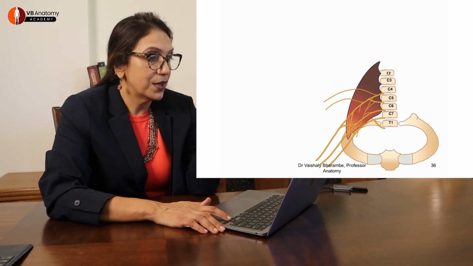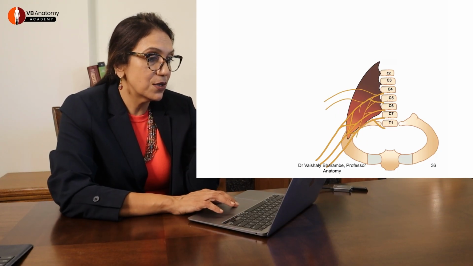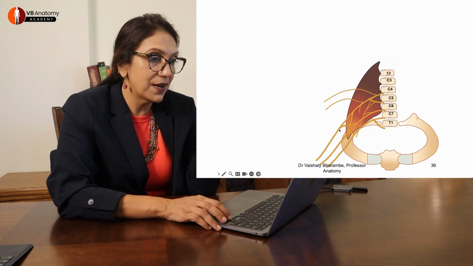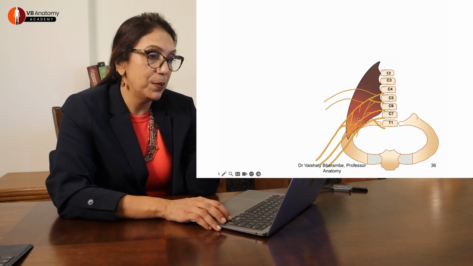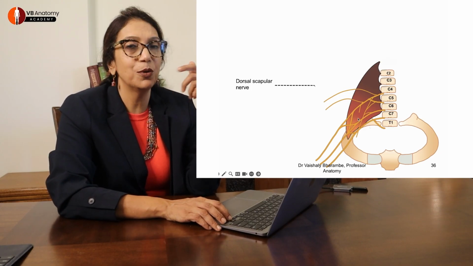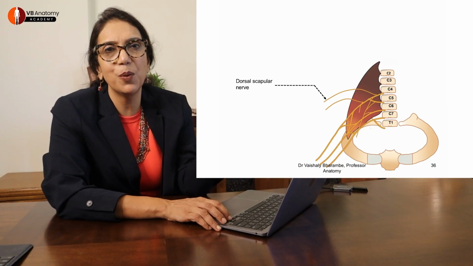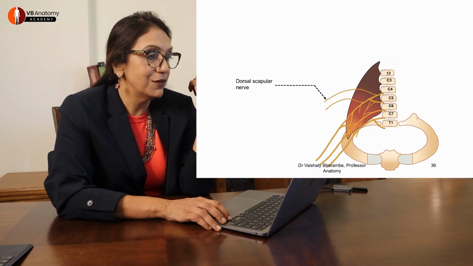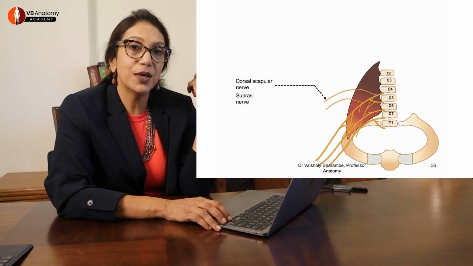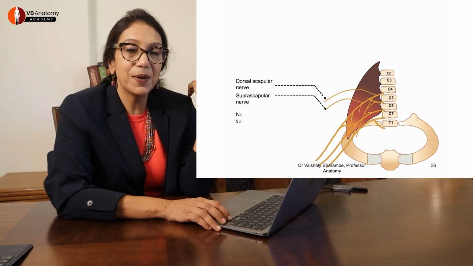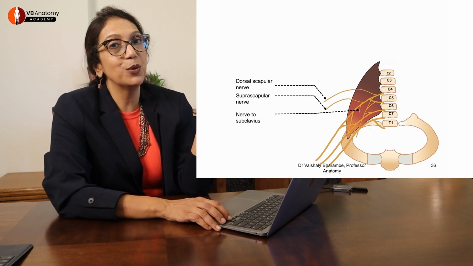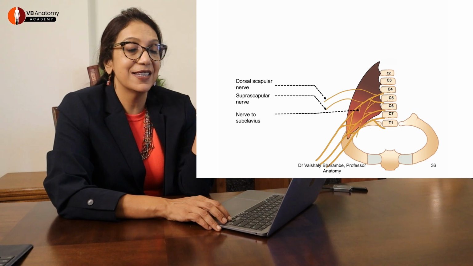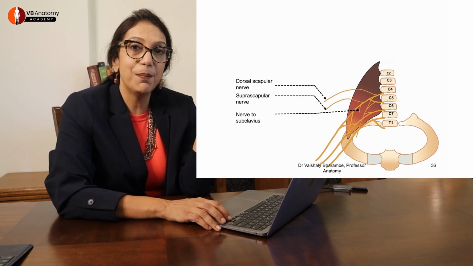Okay, so these are the trunks of the brachial plexus giving rise to branches. Label them. Dorsal scapular nerve. Please say them as I say them. There's no point in my talking and you just listening. Dorsal scapular nerve, suprascapular nerve, nerve to subclavius, and the beautiful nerve that goes to your serratus anterior? Yes, long thoracic nerve of Bell.